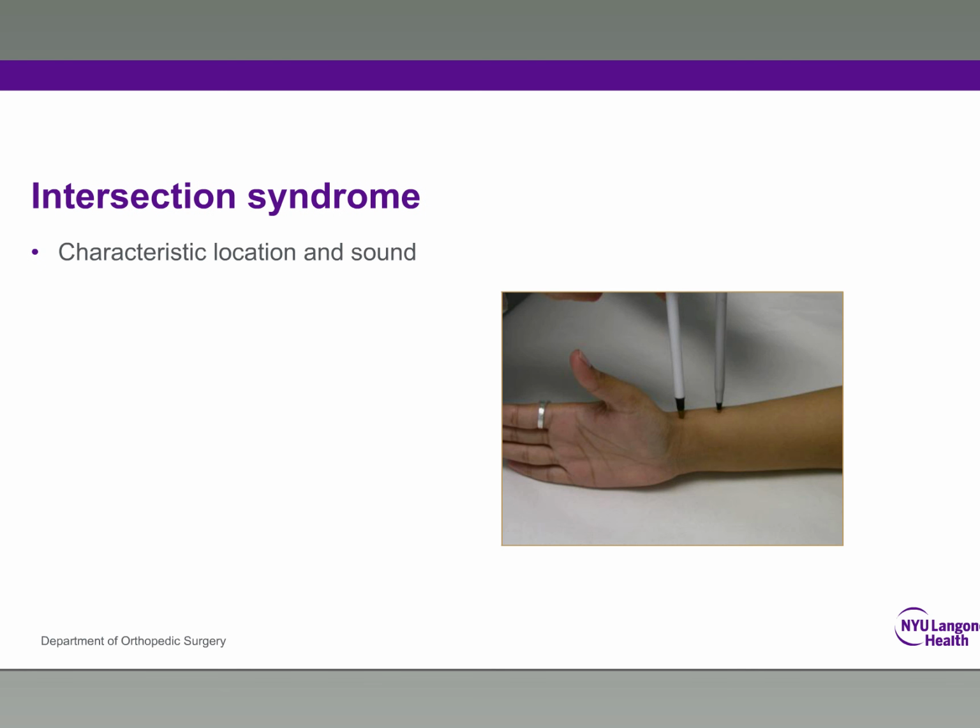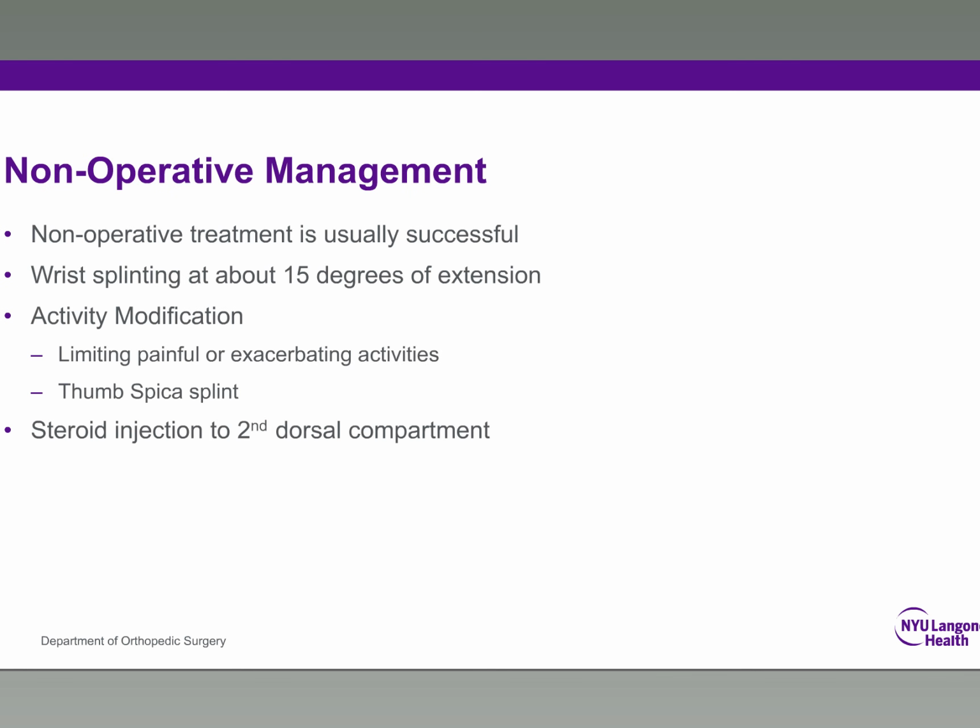The typical location is a little more proximal than De Quervain's tendonitis, so it's a little more up the forearm, and the main treatment for this is non-operative. Non-operative treatment is usually successful, involves thumb spica splinting again, and anti-inflammatories, avoiding the exacerbating activity, the rowing or the rotation of the forearm and wrist, and steroid injections in refractory cases.